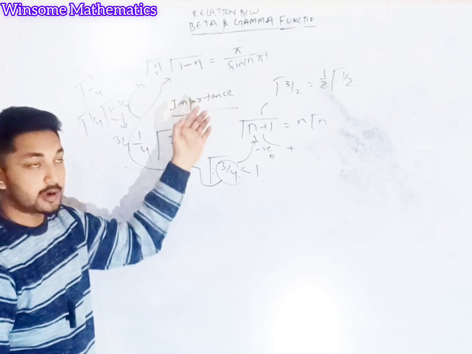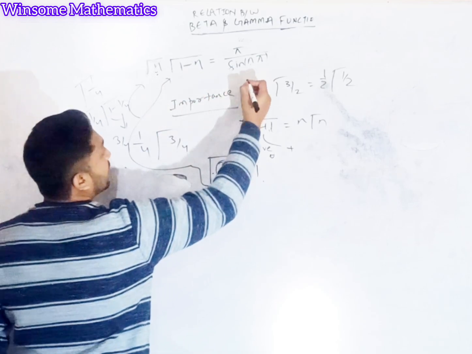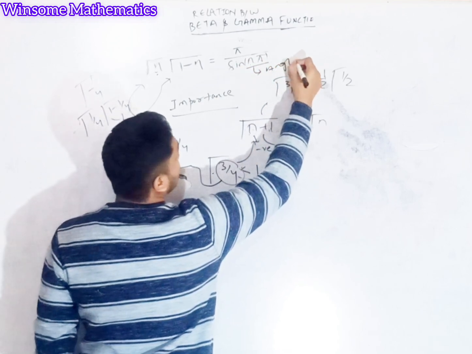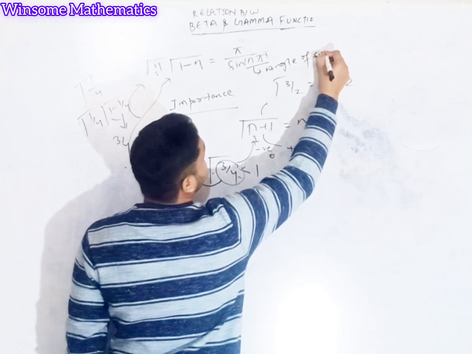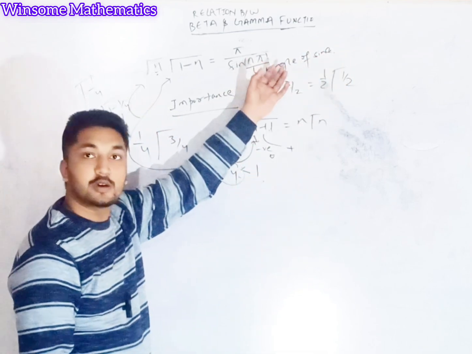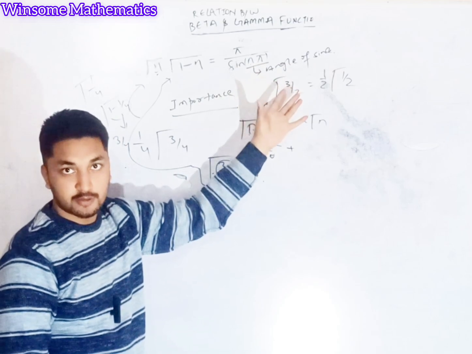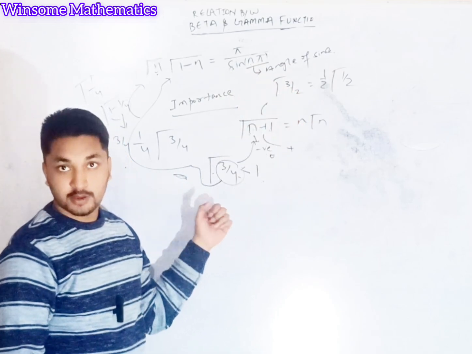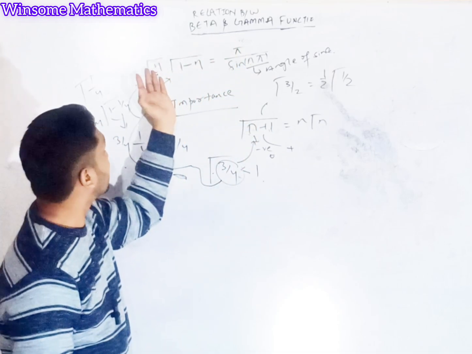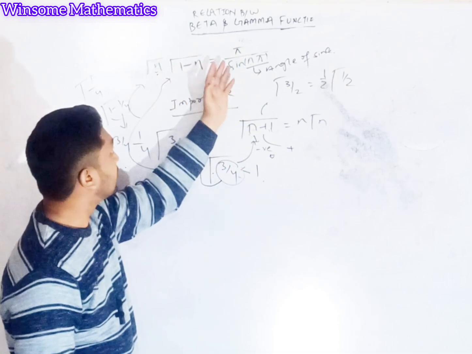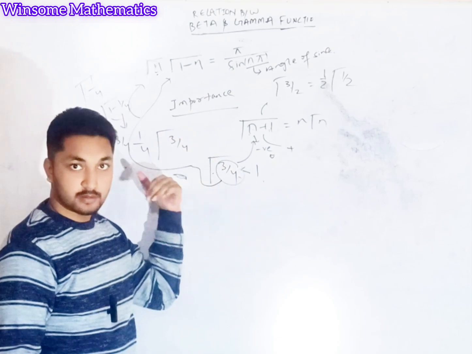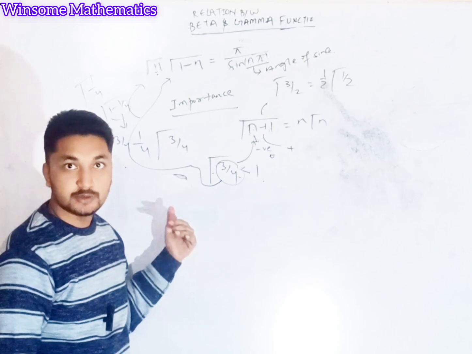And what is the importance of sine n pi here? Because this is giving you the angle of sine, and this is a fruitful term that is obtained on the RHS. Okay, so these were all the importance of this relation: gamma n into gamma 1 minus n is equal to pi upon sine n pi. So we will see its proof now. After the proof we will see the examples based on it.